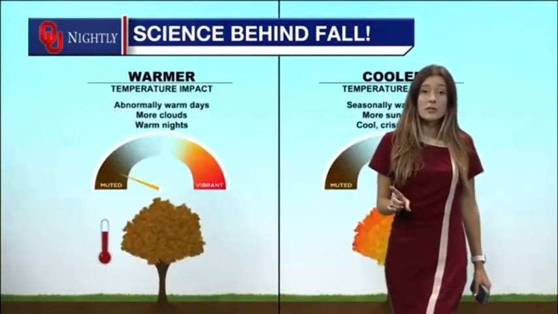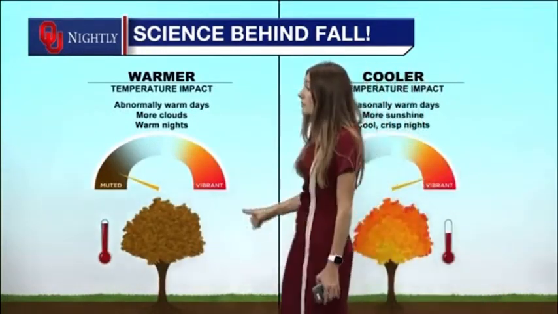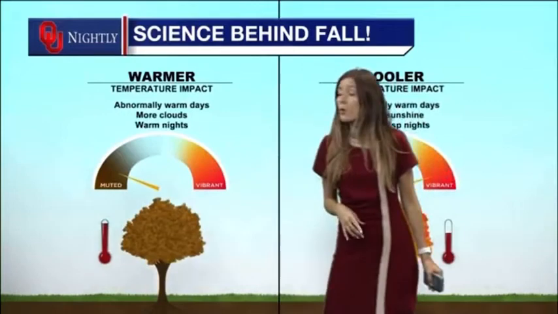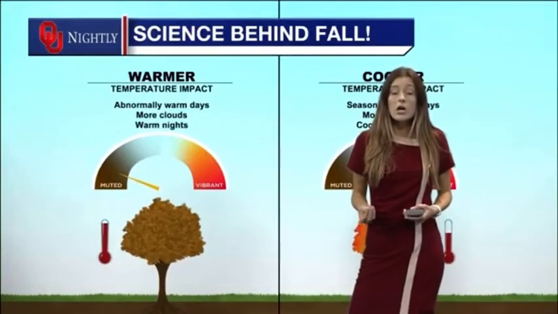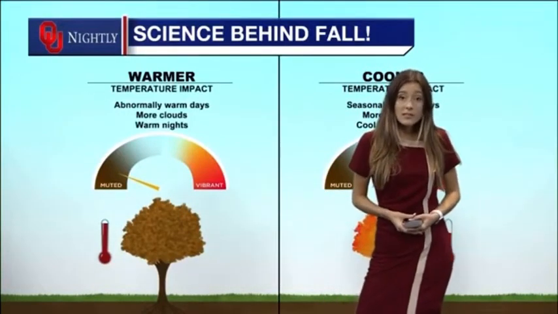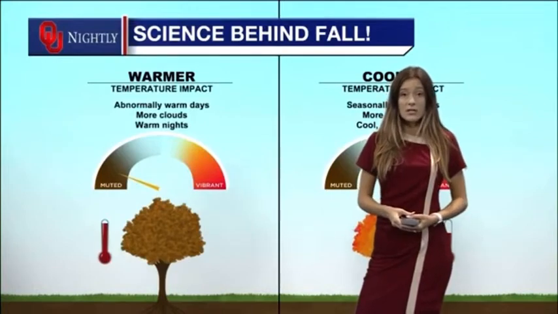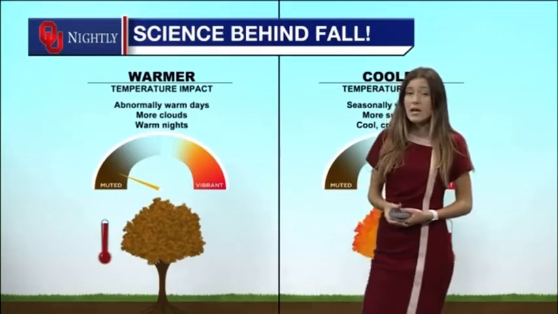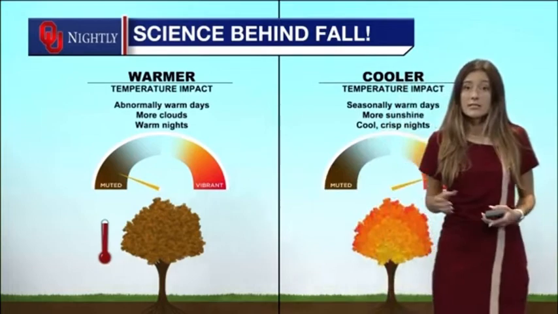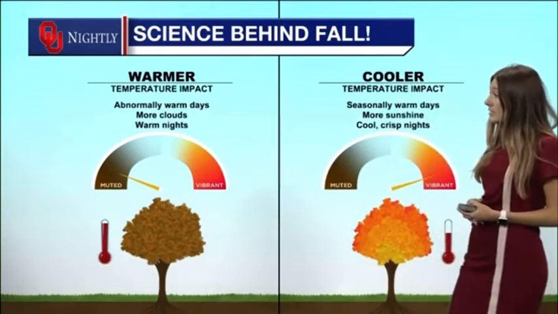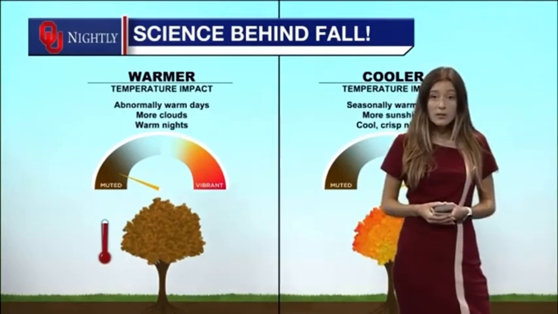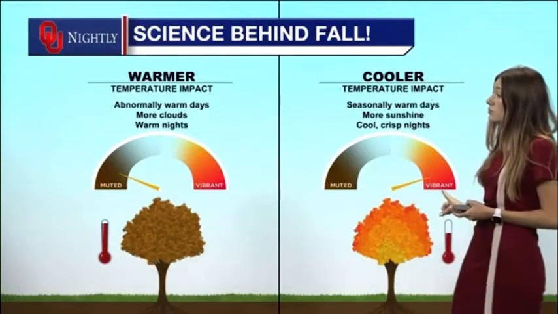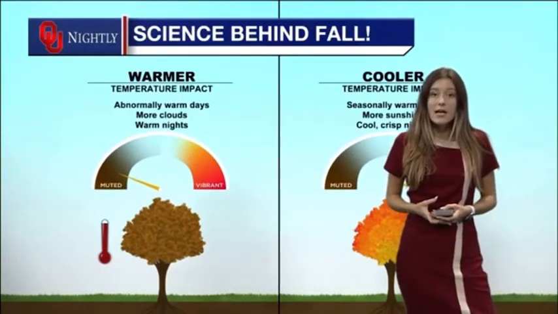And even temperature also has a lot to do with this as well. Now, those abnormally warmer days is when we're going to see a lot more muted colors. So as you may have noticed, we aren't really getting into those fall temperatures yet, which is why we haven't seen those leaves start to change color just yet. But those more cooler days and those fall days that we know and love, that's when we're going to see those more vibrant colors.